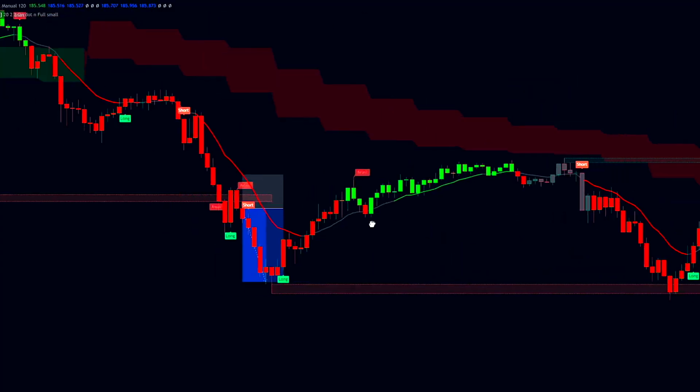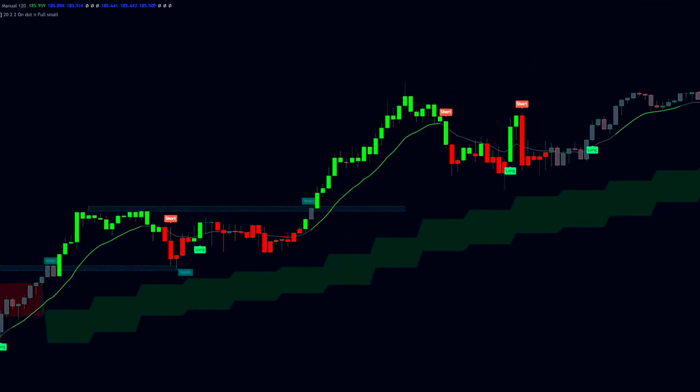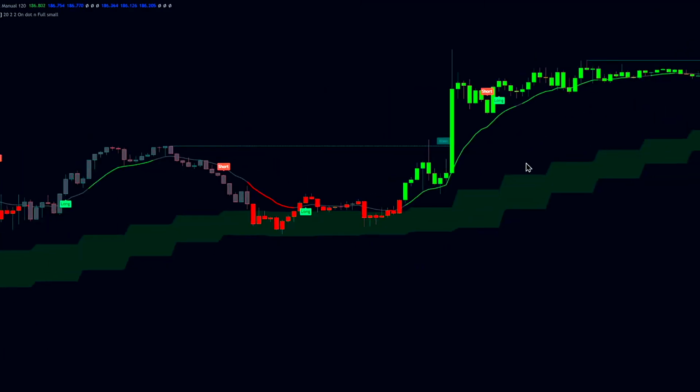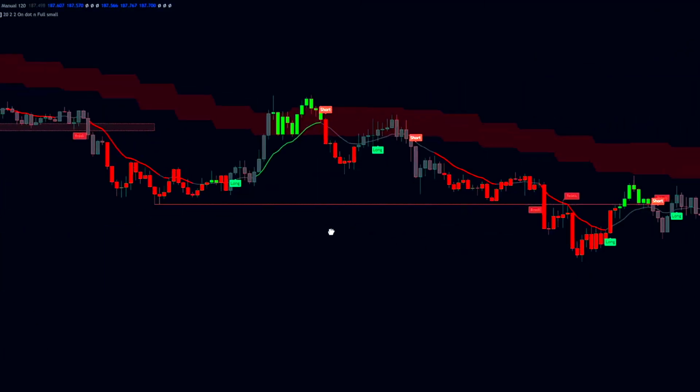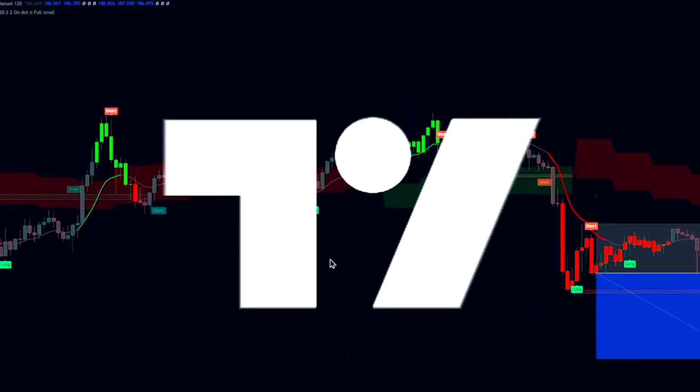Simple but powerful. Overall, the LNL trend system is a super versatile tool. It blends multiple features to help you nail down trends, find trade setups, and read market conditions across different time frames and asset types. You want to check it out? It's right there on TradingView.